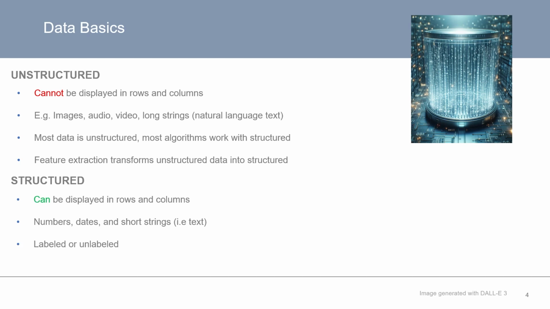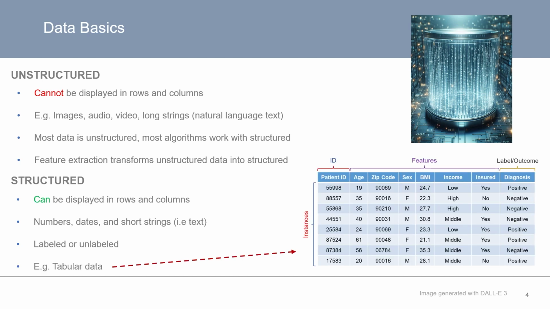Of note, structured data can be labeled or unlabeled, meaning that it can include a target endpoint or outcome as a dependent variable or not. Here's a specific illustration of some structured data, given here as a tabular dataset. The rows here represent instances in the data, and the columns here include a unique instance identifier, a variety of features, which can also be thought of as independent variables, and a label or outcome column, which generally represents the thing we're trying to predict in a given dataset.